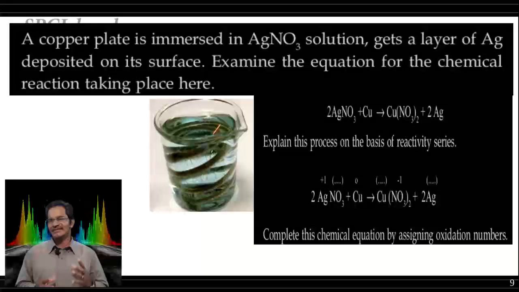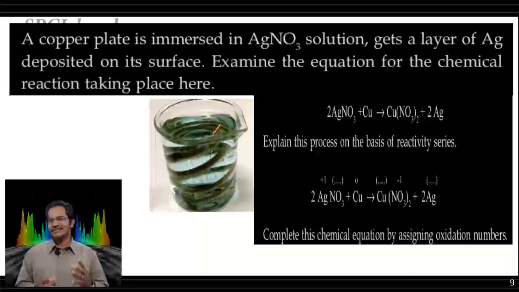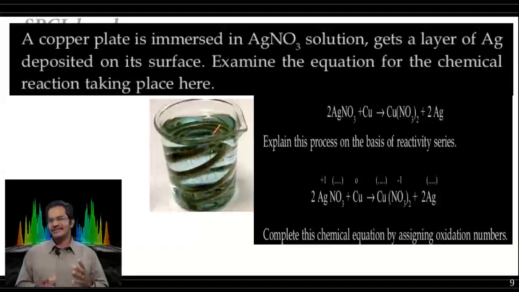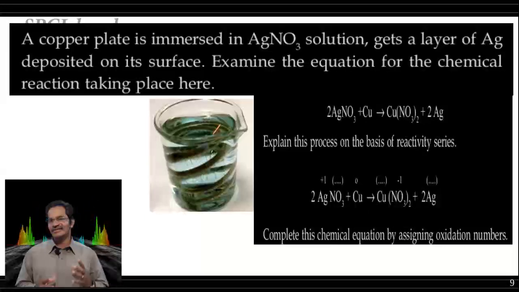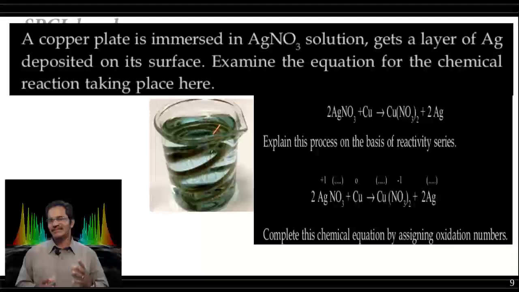Complete this chemical equation by assigning oxidation numbers. It's very simple. What is the oxidation number of NO3? On the right hand side you can see Cu(NO3)2. So NO3 is -1. The oxidation number is -1. So in AgNO3, Ag is +1, NO3 is -1. Very clear. Then Cu0 is a metal, an element.